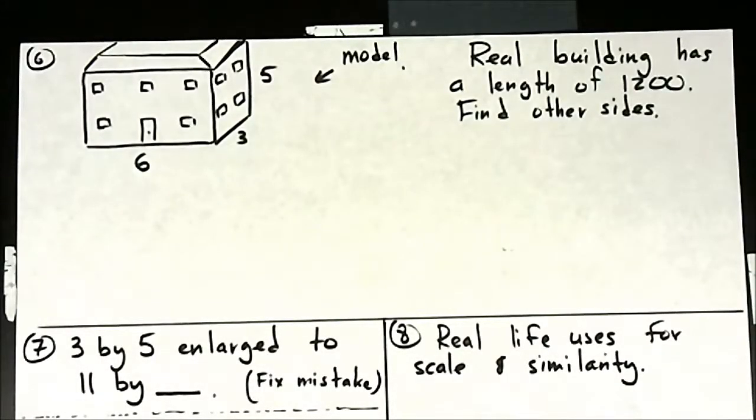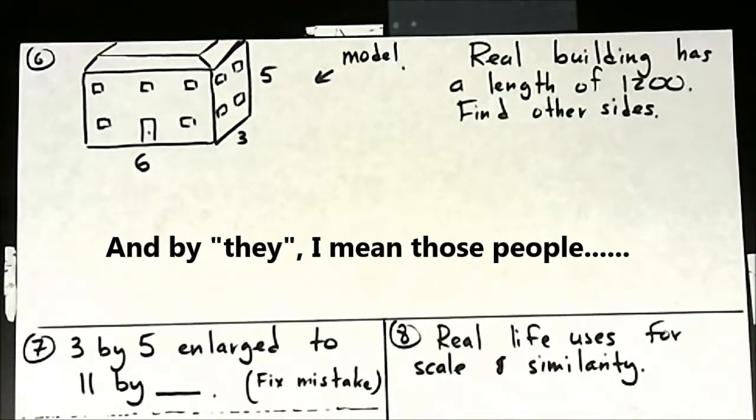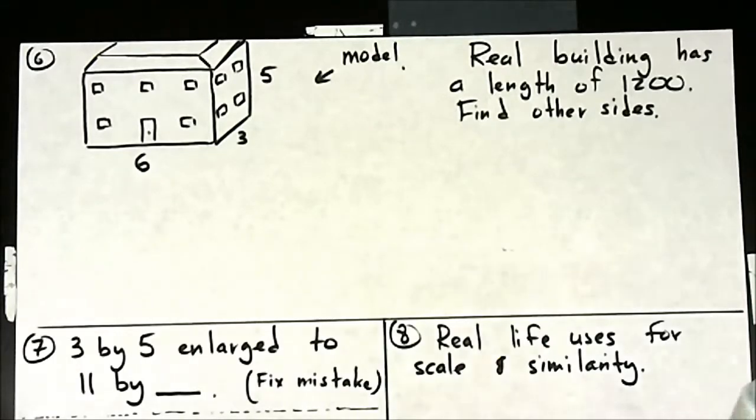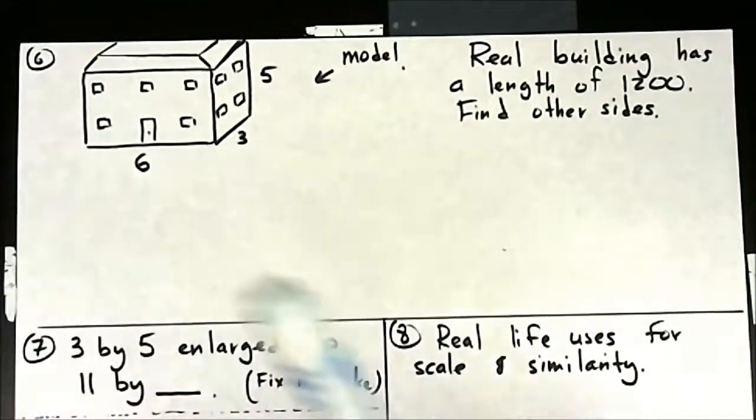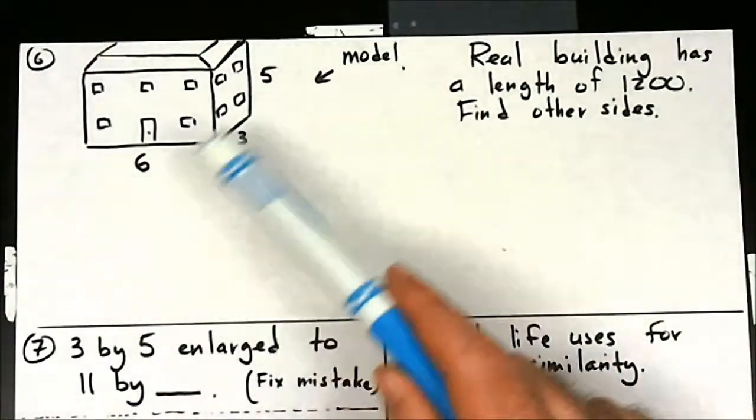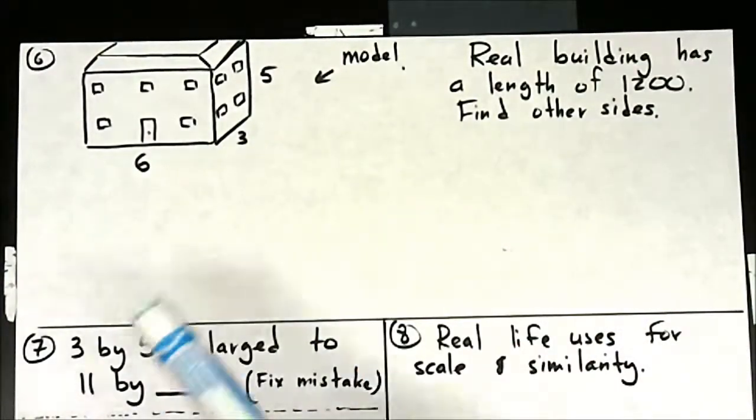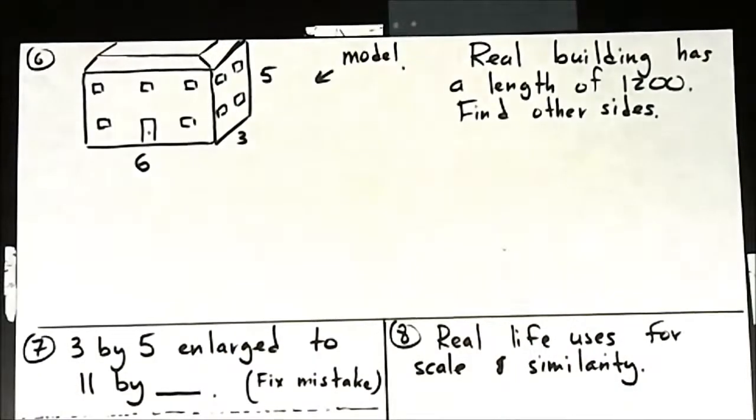Last sets of problems, and you have another representation of my artistic skill at work. So here we have a building, and we're told that it's a model of a building. And they do this often. Whenever they build something new, they first create a model, and then they base the real building off the model. And the model has the following measurements. The base, or the length, is 6. The width is 3, and the height of the building is 5.